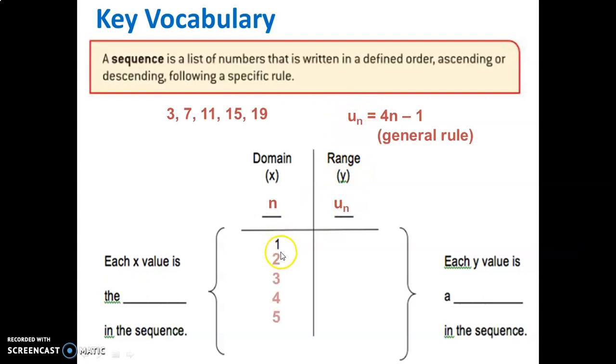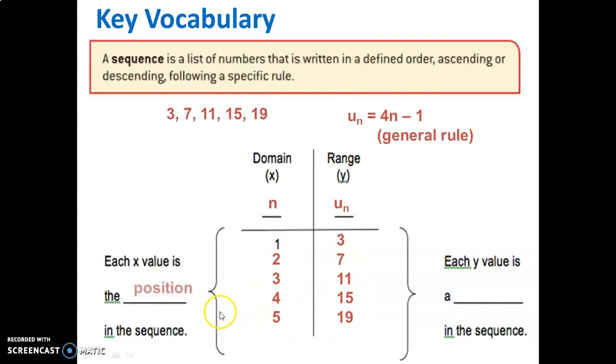So in our domain, we have the numbers 1, 2, 3, 4, 5. And we know that because to create this sequence, we put the number 1 in here. And for example, if you put 1 in here, you'll have u sub 1, and then 4 times 1 minus 1 is 3. So if you put a 1 in here, you get the first term. And if you put a 2 in there, so the next input 2, you'll get the second term. And if you put a 3 in there, you'll get the third term, and so on. So these are your inputs. They're always in order. And then your outputs are what you actually get from the rule. The rule produces the sequence. So these are our outputs, or our range of values.